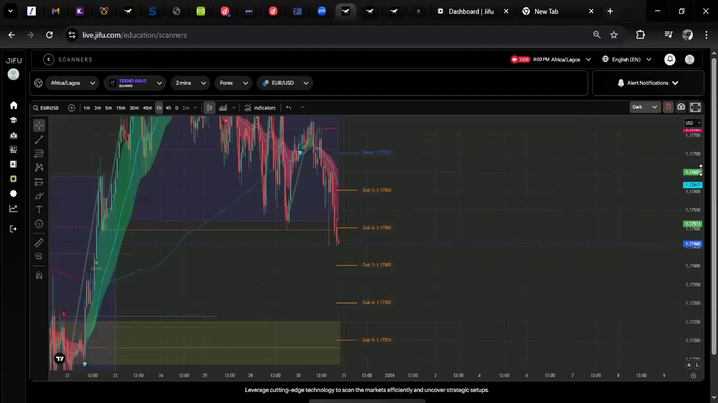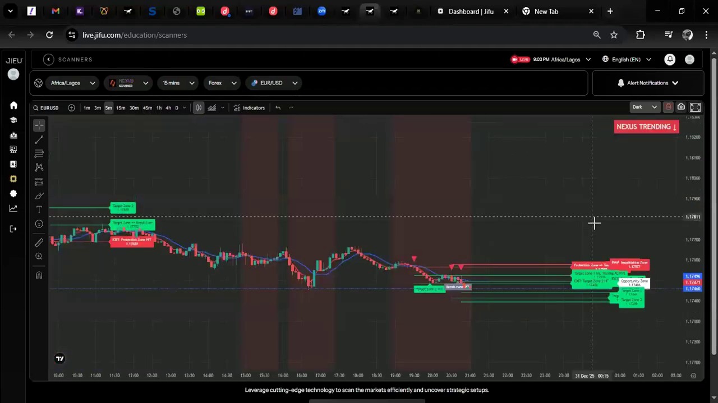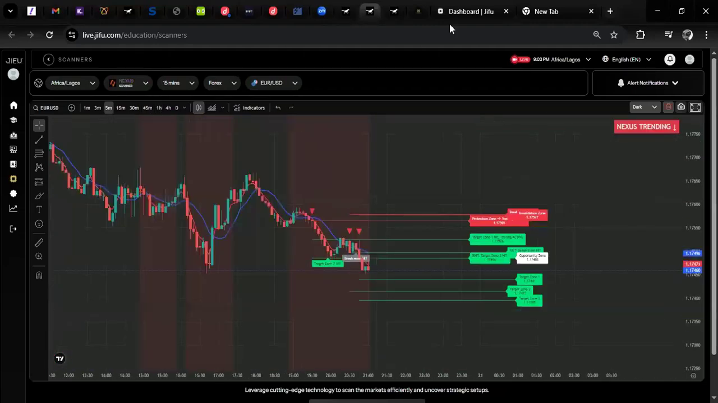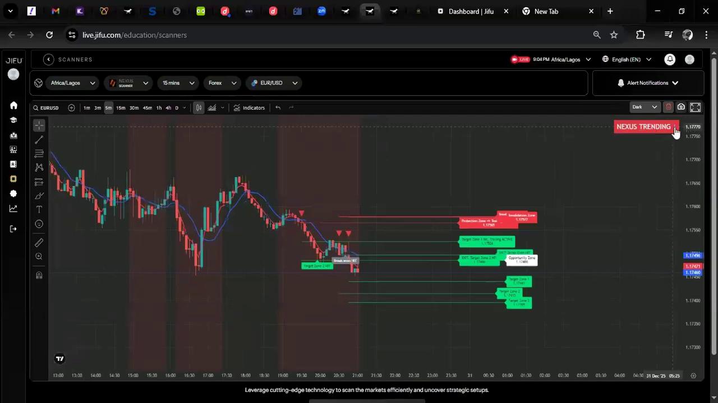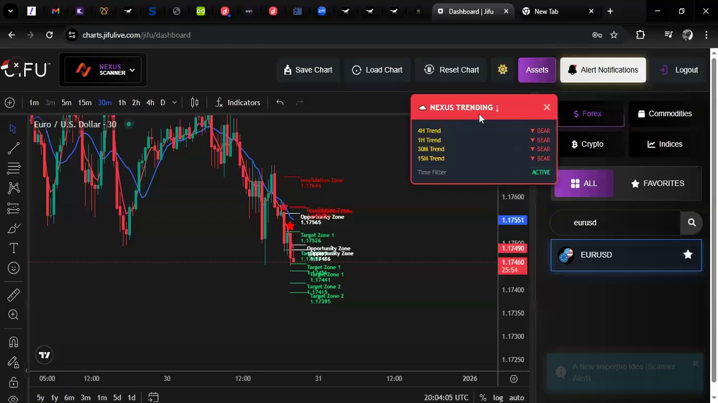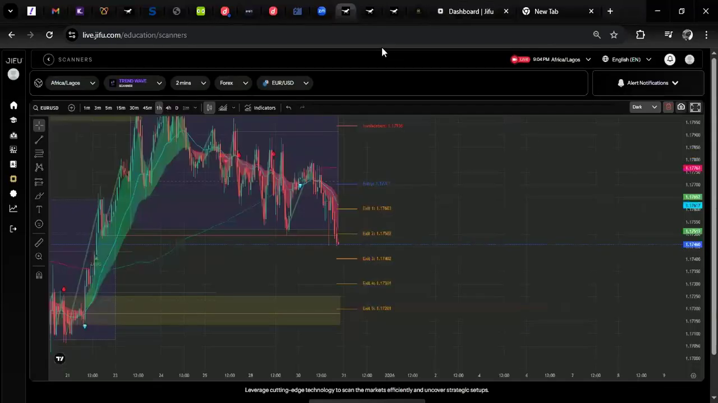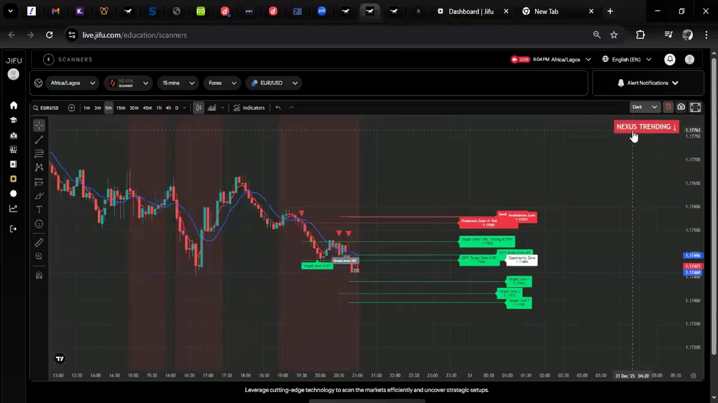And then the next scanner is giving us a trending. This might not give you what this dashboard is giving. This is giving the time frames and all that. But this just tells you that it is trending. Where is it? Here it is. It just tells you that it is trending, and then gives you the opportunity zone, the stop loss zones, and then the TP zones.